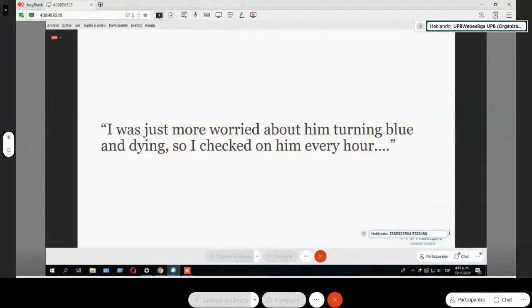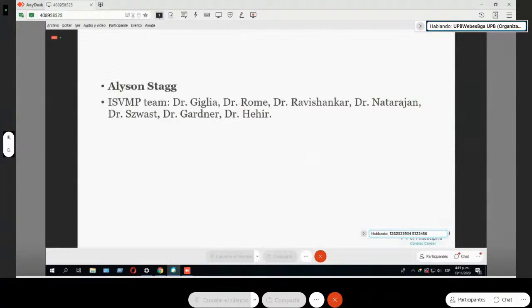Yo quiero terminar con esta cita. Dicen: me preocupa más que él se vuelva azul y morir. Entonces estaba revisándolo cada hora, y por eso es que los padres se estresan tanto.